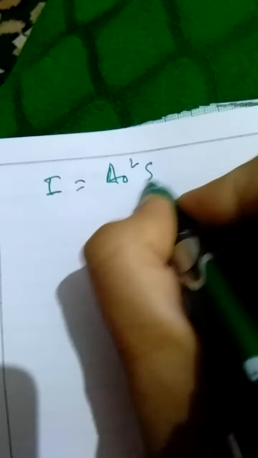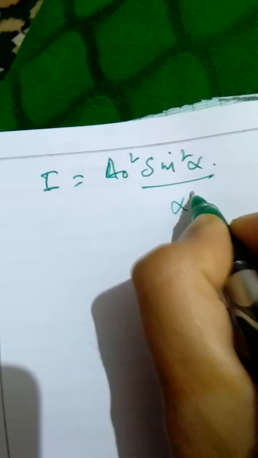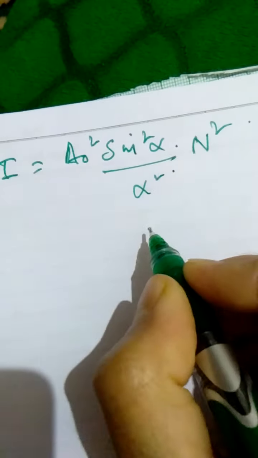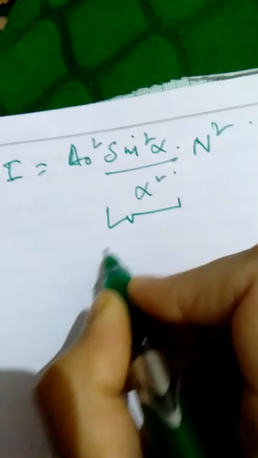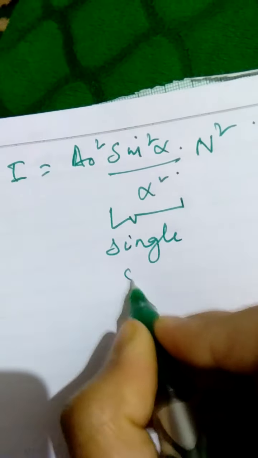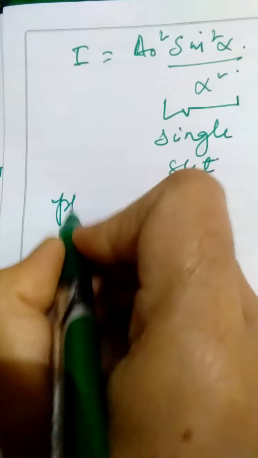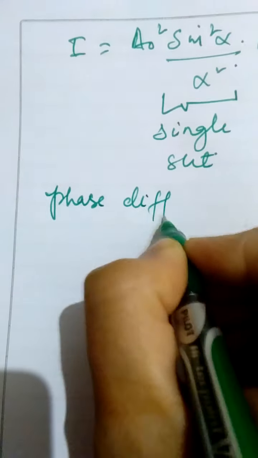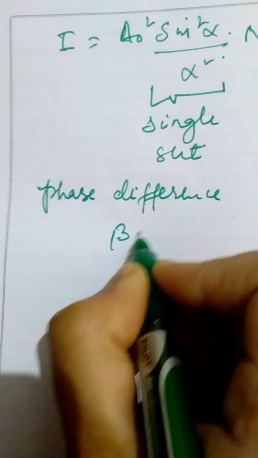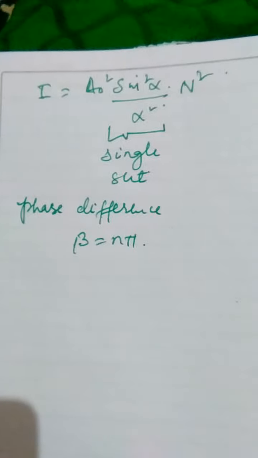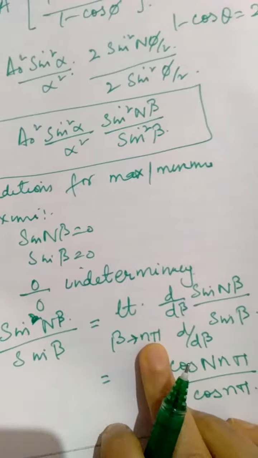We get this intensity I is equal to a naught square sin²α by α², and we get only N², right? So this is the intensity due to a single slit, if you recall the previous expressions. Therefore, the intensity due to N slits is actually proportional to N². Now for this, the corresponding phase difference, because you have put this β equal to nπ. You have obtained this condition by putting the limit β to nπ.